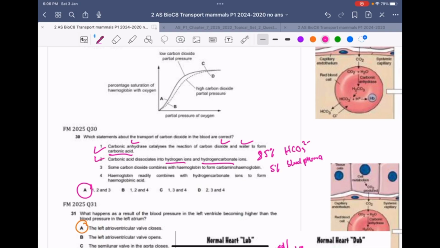And then the remaining about 10% of the carbon dioxide will be combined with the hemoglobin to form carbaminohemoglobin. So this is the 10%. So number 4 is incorrect, because hemoglobin will combine with the hydrogen ions released from the carbonic acid to become hemoglobinic acid.